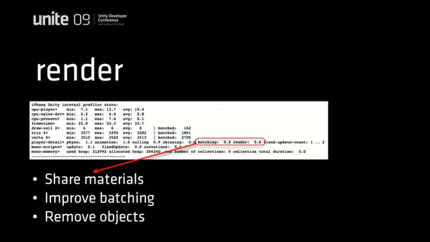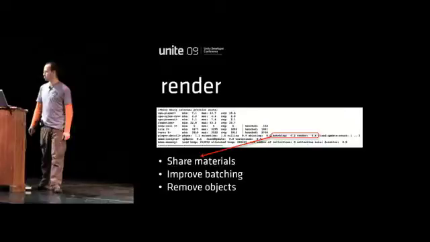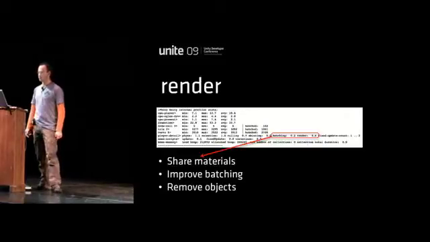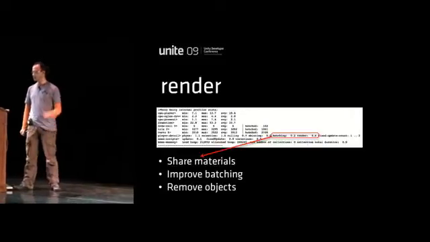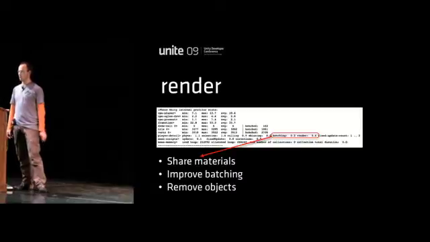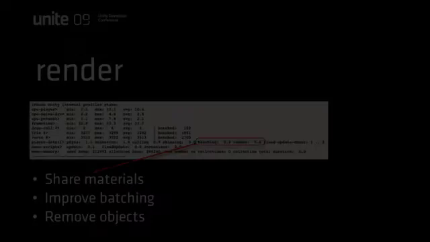If you see high numbers in the render or the batching, then that means that you should share more materials. You should improve your batching. Otherwise, you should just remove objects from the scene.